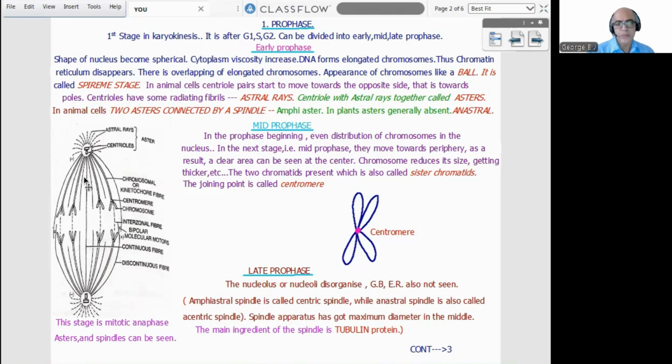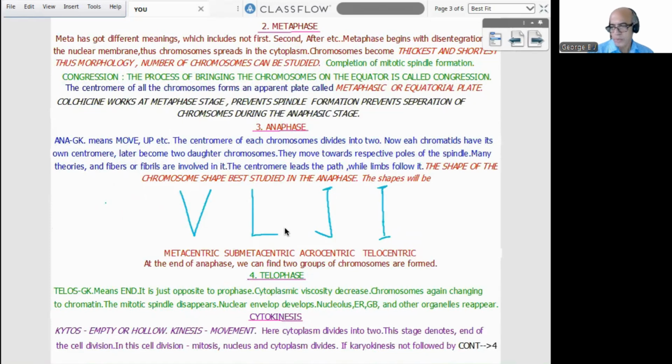Connected with anaphasic movement, many theories are there and many fibrils are involved. The centromere leads the path. The centromere shows the direction while the limbs follow it. In anaphase, the shape of the chromosome can be best studied. Metaphase morphology, here it is anaphase. Chromosome shape: four shapes you can find, V, L, J, I. V is called metacentric, L is submetacentric, J is acrocentric, I is telocentric. At the end of anaphase, we can find two groups of chromosomes formed.